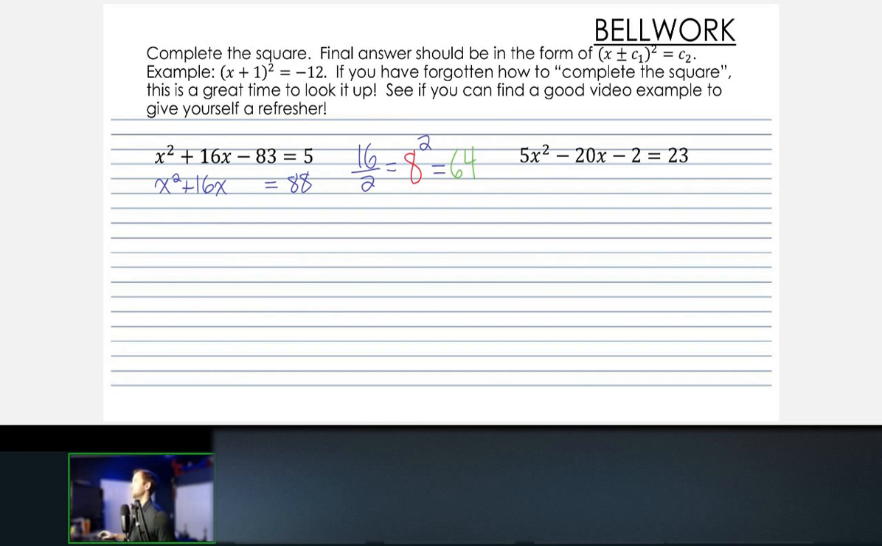So then what we should have done is we should have added the number you get here after you divide by 2 and then square it. You're going to take this number, you're going to add this to both sides. I'll keep it as green. So we're going to add 64. Add 64 to both sides. And that's why I left that space.